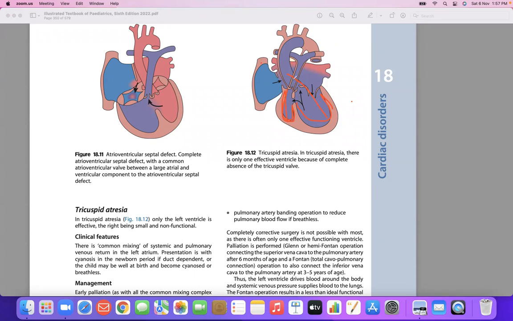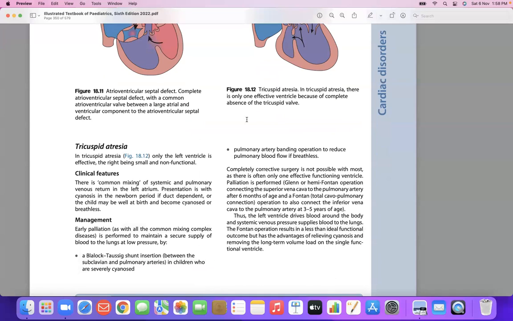So how you are supplying more blood to the pulmonary artery is by connecting both the superior and inferior vena cava directly to the pulmonary artery. This is the thing they are doing here. Thus, left ventricle drives blood around the body, the systemic circulation, and systemic venous pressure supplies blood to the lungs.